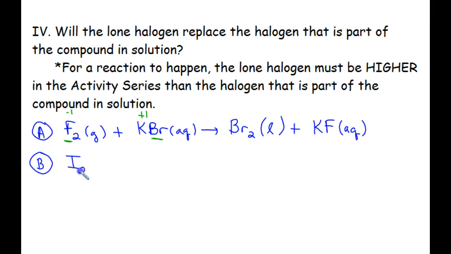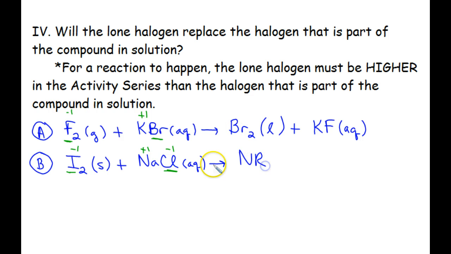In example 2, what if we dropped solid iodine into a solution of sodium chloride? We're comparing iodine and chlorine. You're comparing the two halogens. And remember, even if you don't recognize it, look at the charges. You're comparing the ones that have the same sign. So you're comparing the two negatives to each other. Now, iodine is at the very bottom of the list, so this is no reaction.